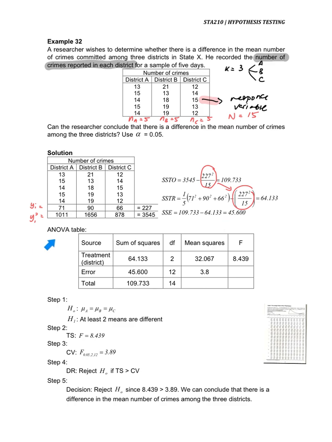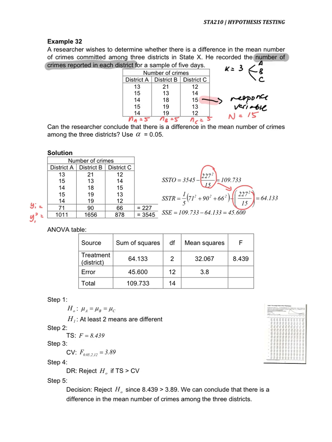Then what you should write is to complete the ANOVA table, or you have to develop the ANOVA table. As I mentioned, the ANOVA table comprises columns: first is source, column 2 is sum of square, column 3 is degree of freedom, column 4 is mean square, and the last column is the value for F. You take the value of SSTR that has been calculated and put it into sum of square treatment. Treatment here refers to the district. Then sum of square error is 45.6, and sum of square total is 109.733.